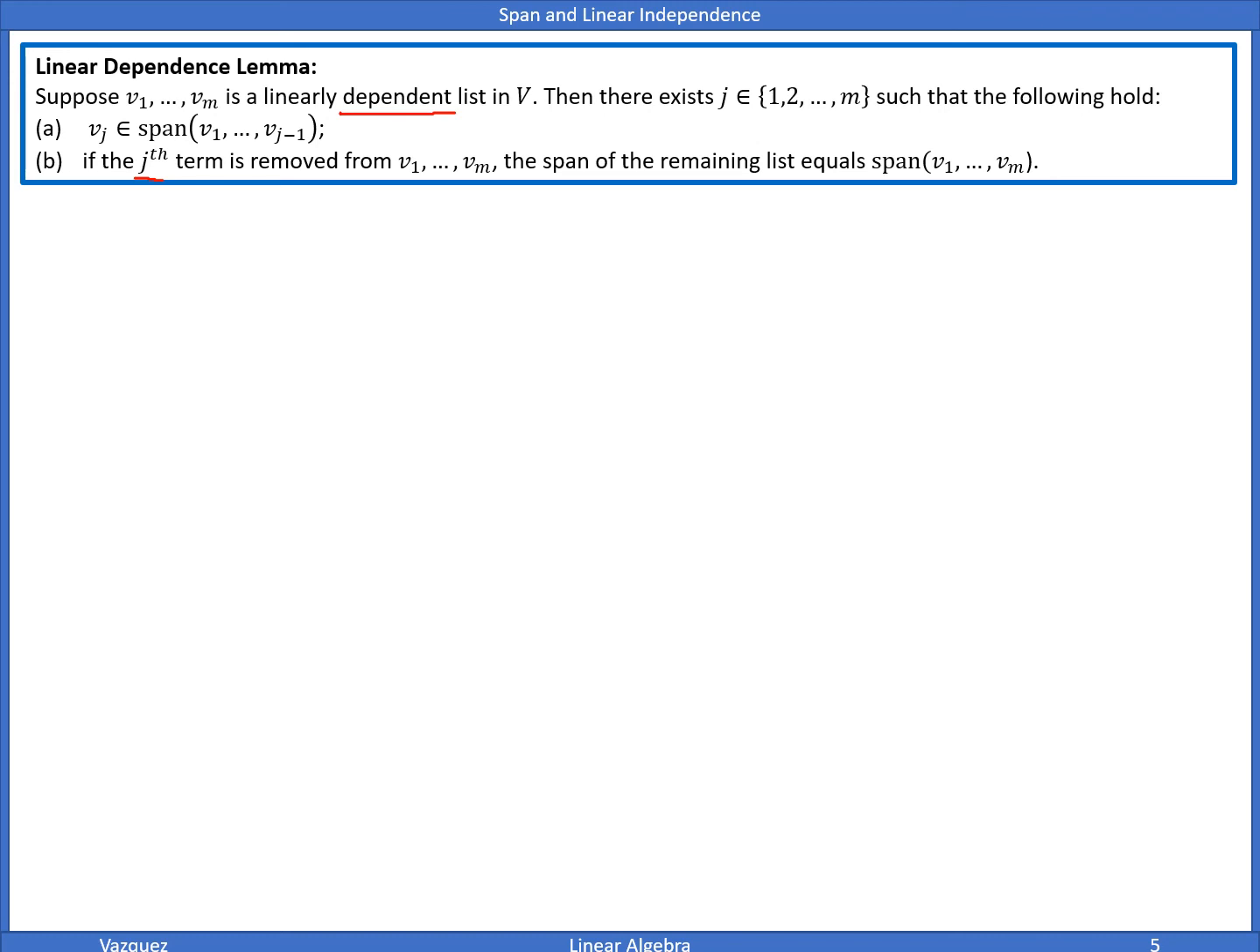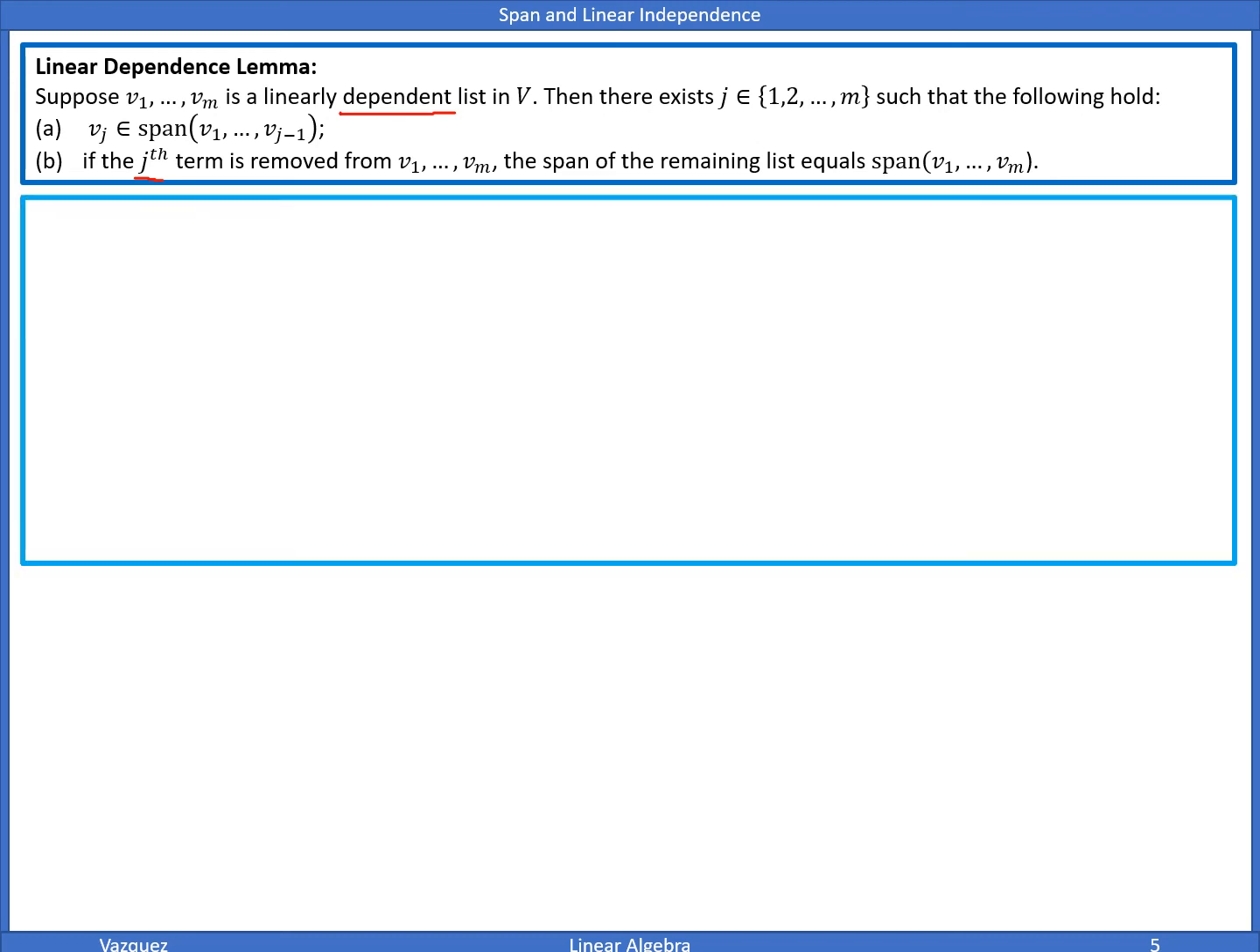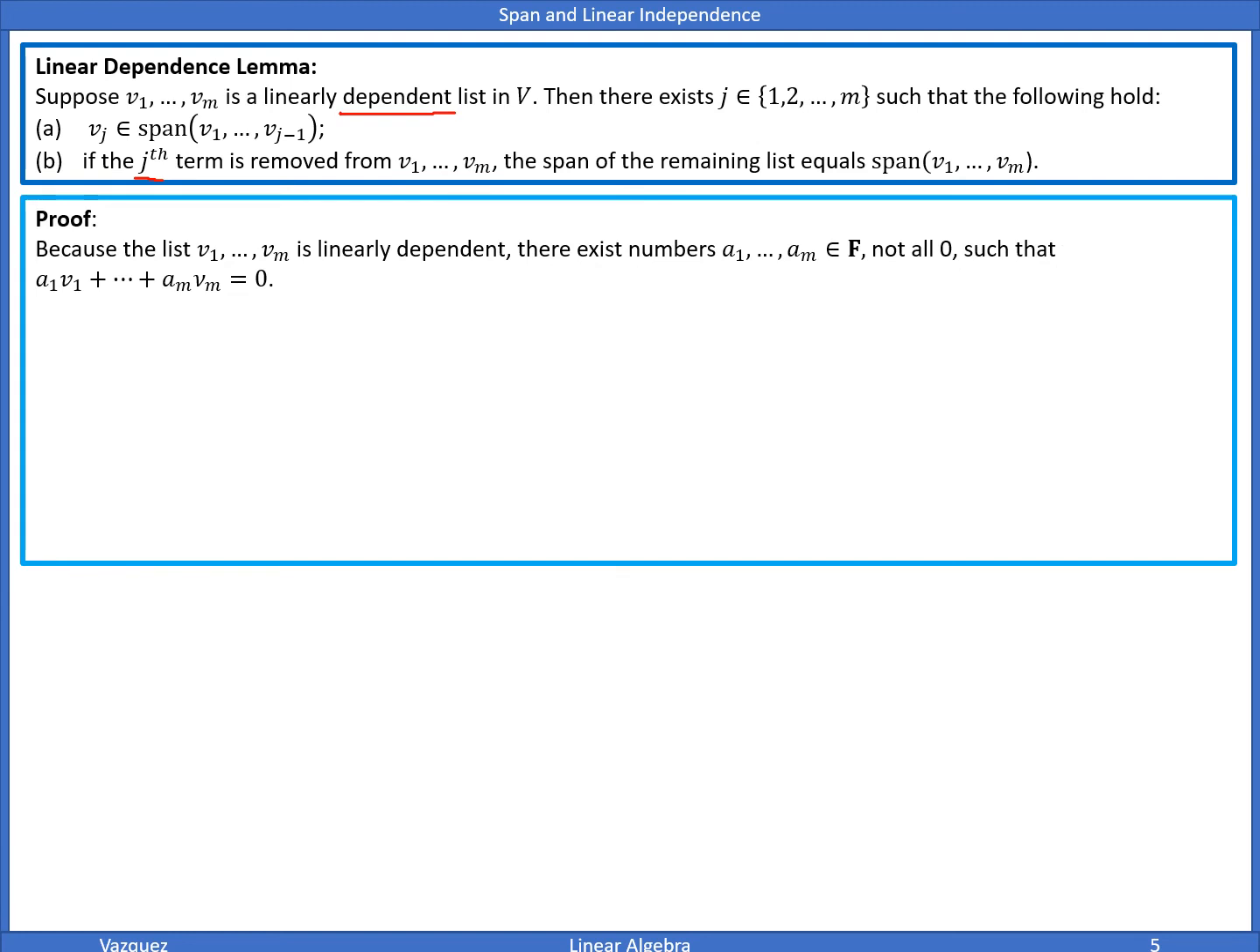Now we can move on to the proof. This is a pretty lengthy proof, so bear with me. Because the list V1 to Vm is linearly dependent, as I just pointed out, there exist scalars A1 to Am, not all 0, such that the linear combination equals 0. And again, we saw that from the last slide. This just comes from being linearly dependent. Well, we're going to let j be the largest element of 1 to m such that Aj is not equal to 0.